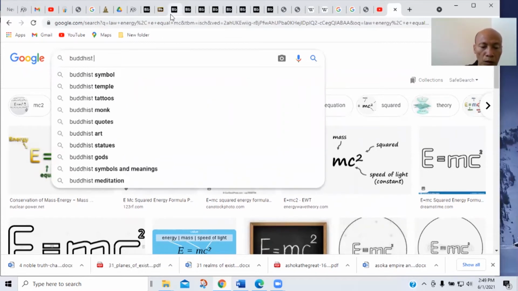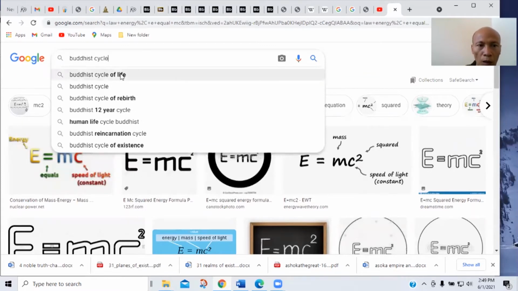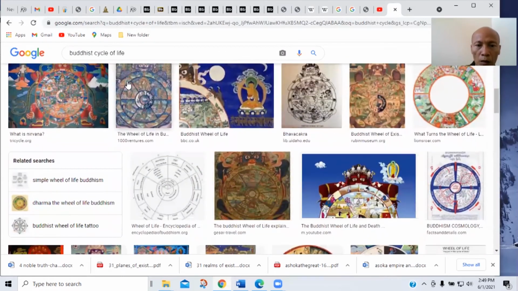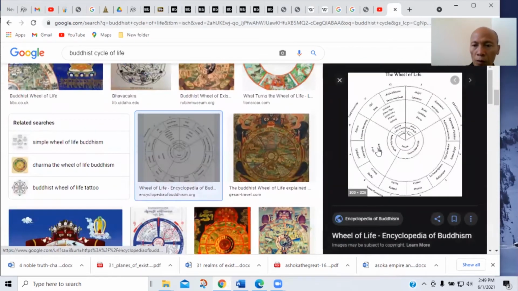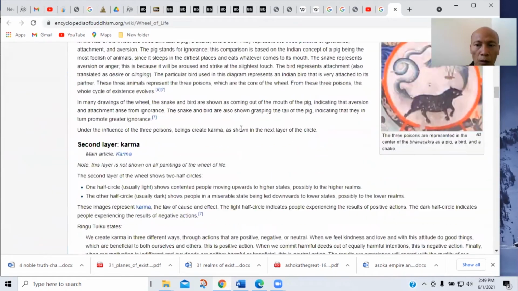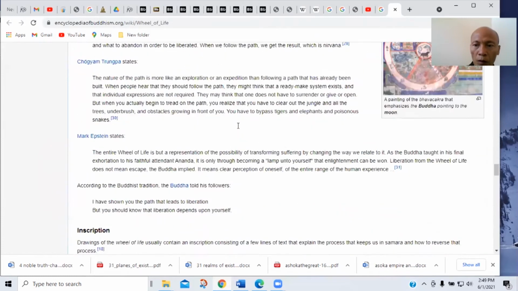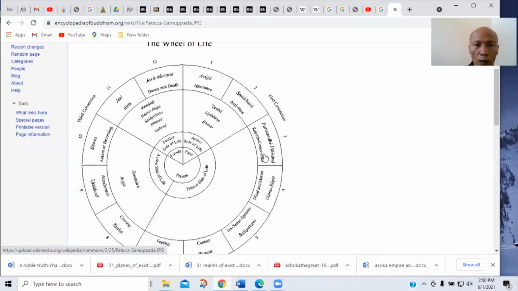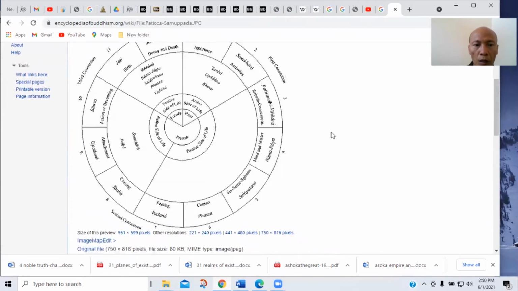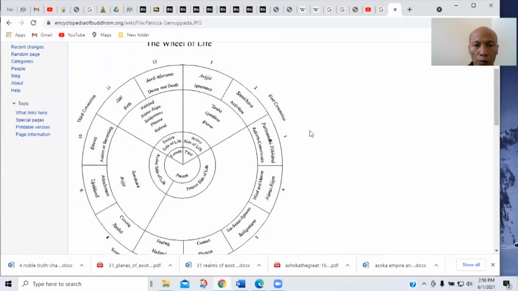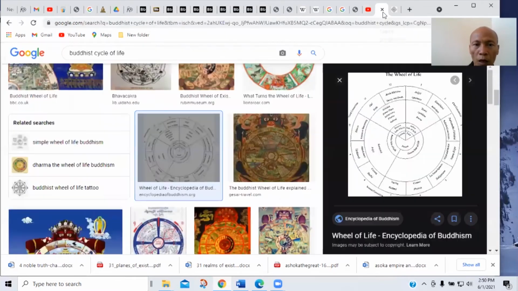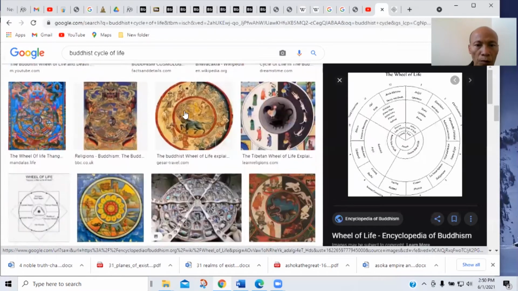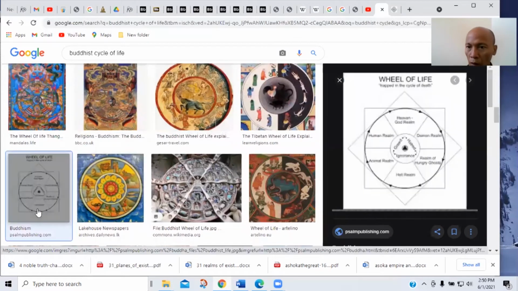So the Buddhist cycle of life. And here we can see, in the Buddhist view, let me click here so you can see more clearly. Okay, here. So in the Buddhist view, there are six types of rebirth. This is a cycle, with twelve conditions. Let me go back here. We call it the six types of rebirth cycle that we have here.